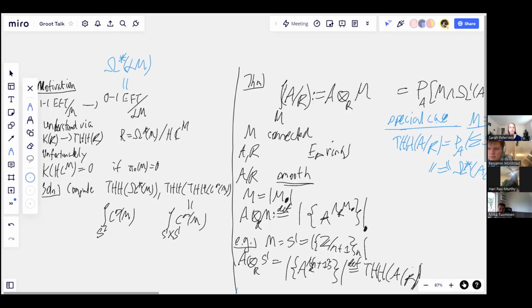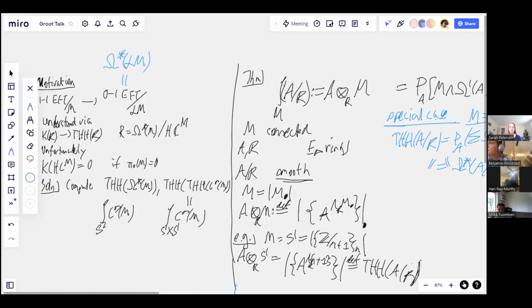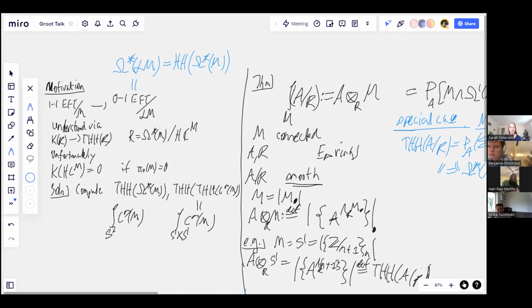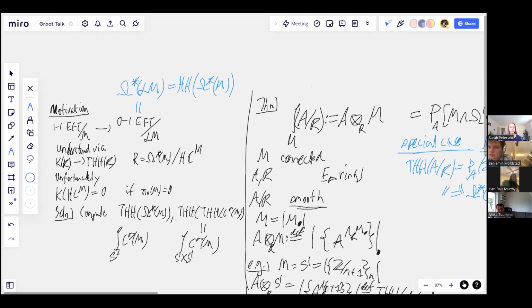But this thing over here is equal to the Hochschild homology of differential forms of M. So I was hoping that maybe this map from 1,1 EFTs to 0,1 EFTs was the map on differential forms from K theory of differential forms to Hochschild homology of differential forms, but my hopes were dashed. Okay, good question.